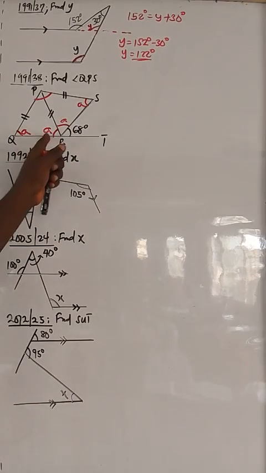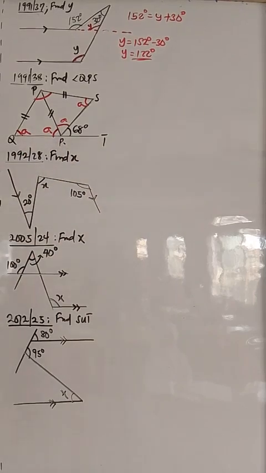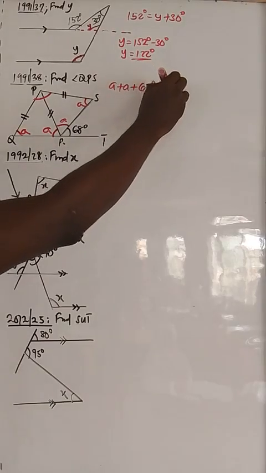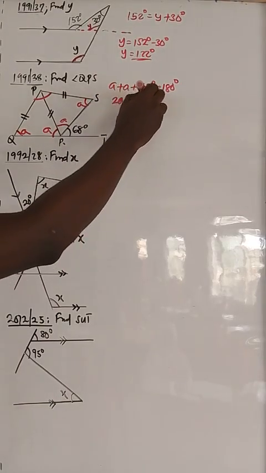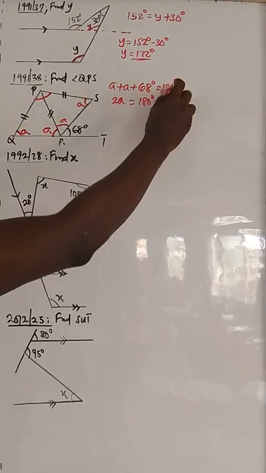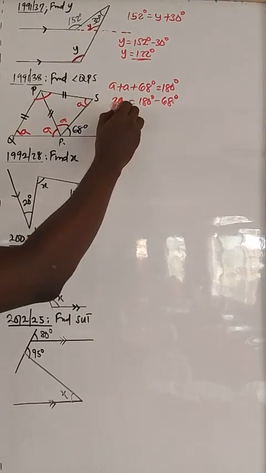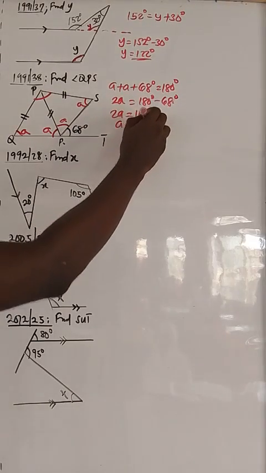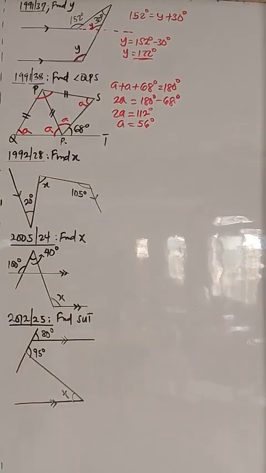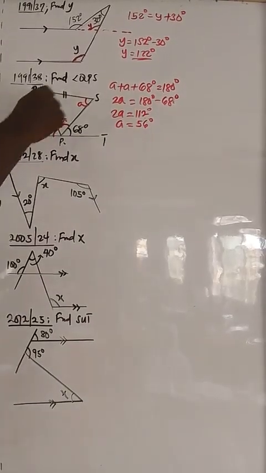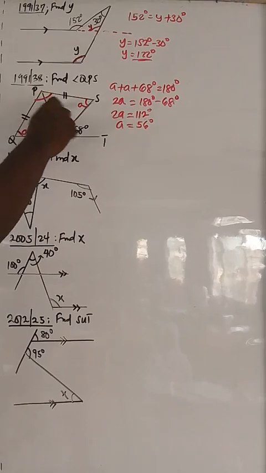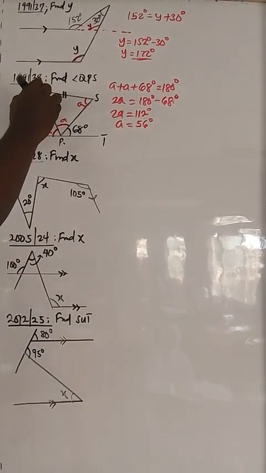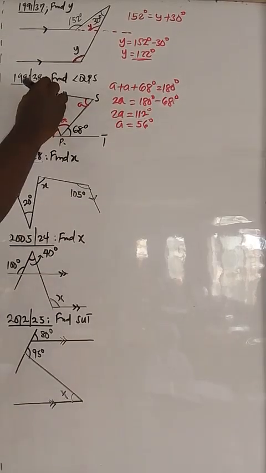From here, we now have a straight line. So A plus 68 must give us what? 180. 2A equals 180 minus 68. What is 180 minus 68? Then A equals, but our aim is to get the whole of this. Now this triangle, they are identical. So it means if this side is B, definitely this side is also B.